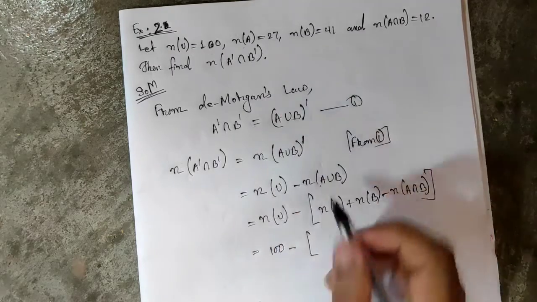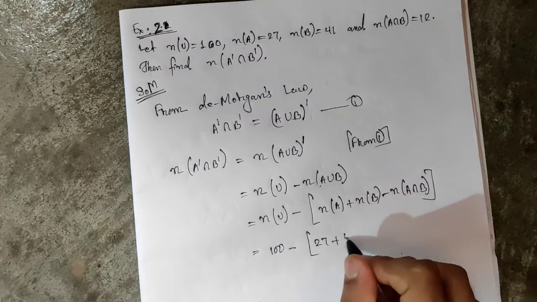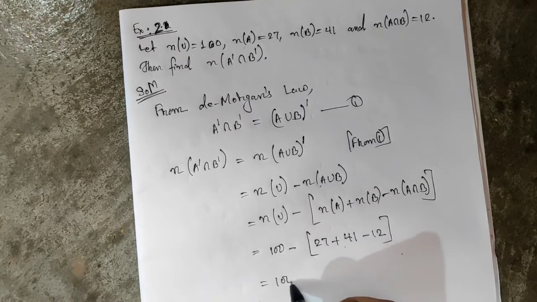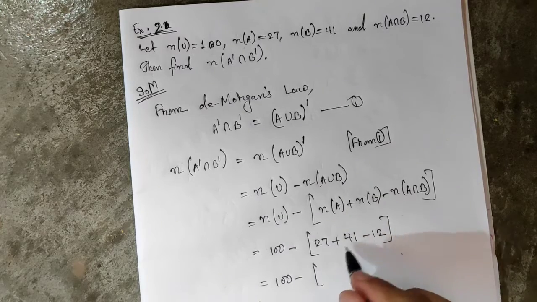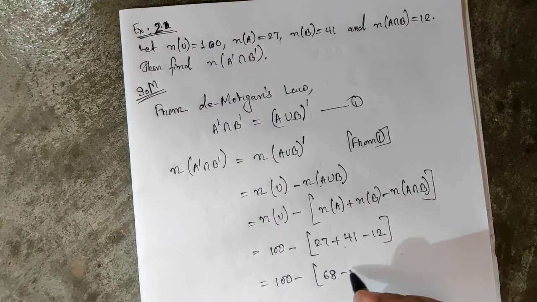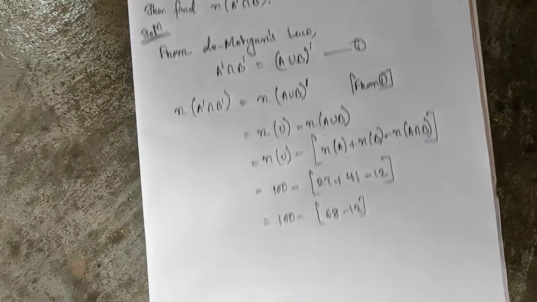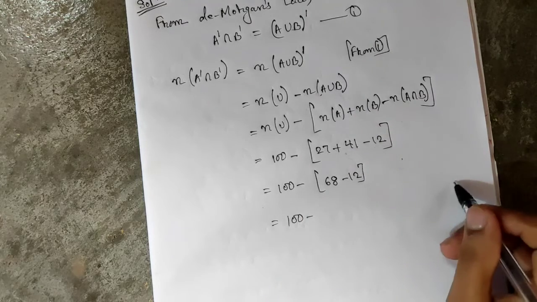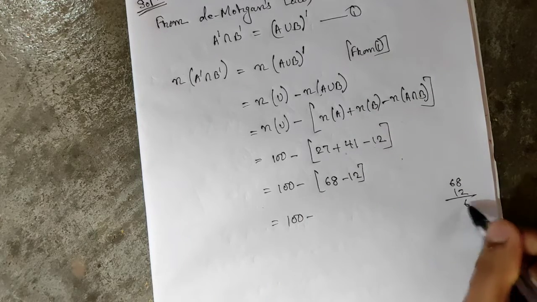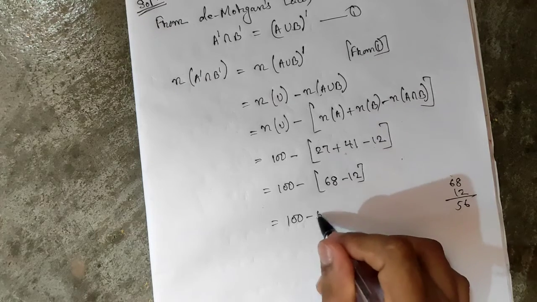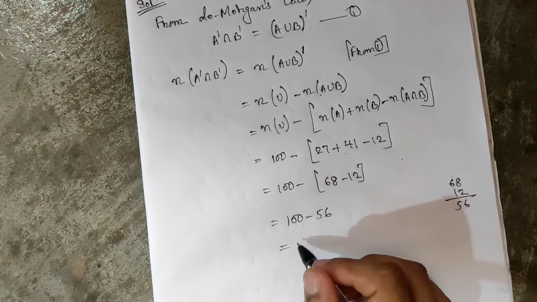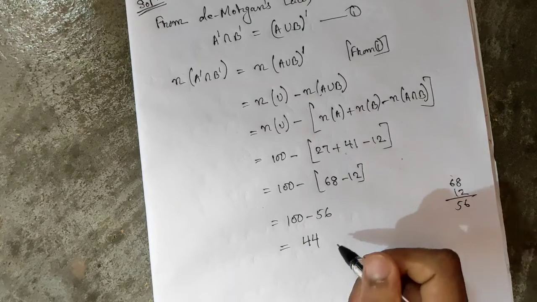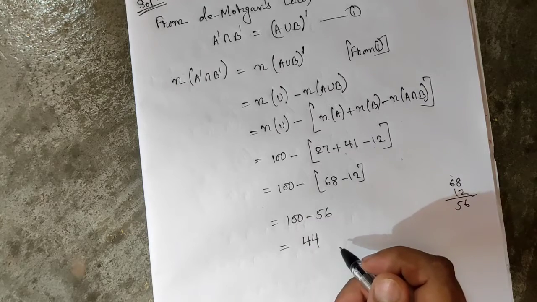n of A is given as 27 plus 41 minus 12. So how much will you get? 100 minus 68 minus 12 is how much? It is 56. So you will get 100 minus 56, that is how much? It will be 44. The answer will be 44. Cleared? Any doubt here?